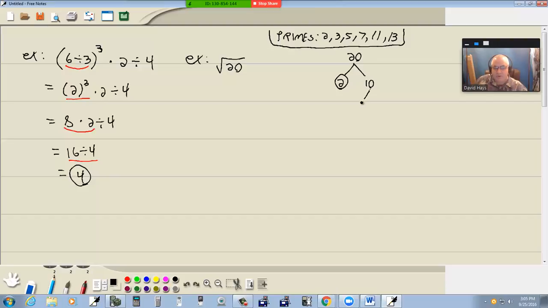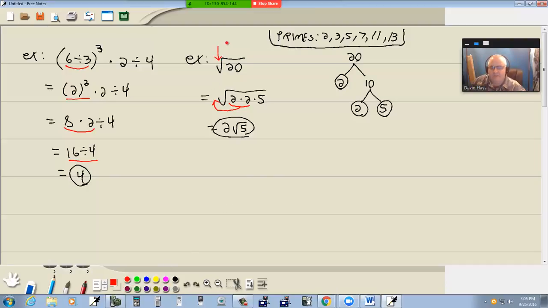Now 2 is prime, so we circled it. Now I'm still on my first prime, 2. And 10 is divisible by 2, 2 times 5. 2 is prime, so we circle it. 5 is prime, so we circle it. So we'd have 2 times 2 times 5. Now with the square root, we're looking for a pair of somethings. Here's a pair of 2s, so a pair of 2s is going to come out in front as a single 2. And our answer is 2 square root of 5.